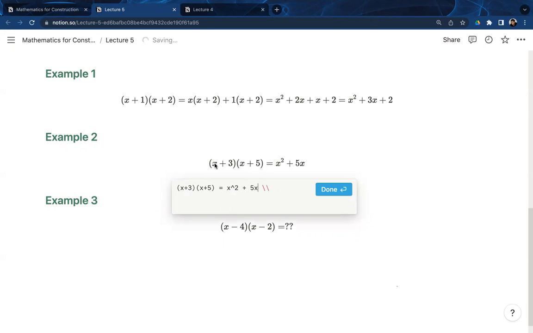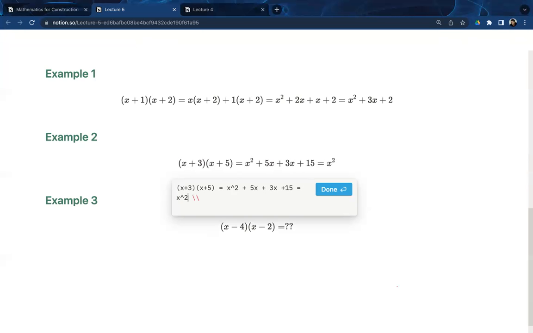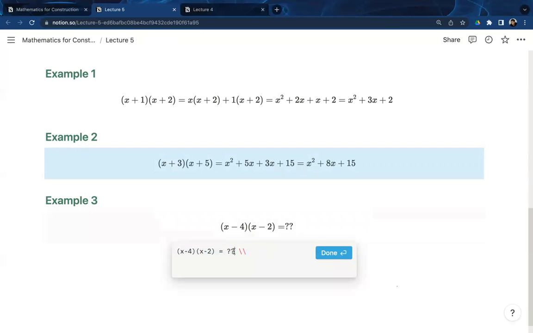Now I'm finished with the x, so I go to plus 3. Plus 3 by this x now is plus 3x. And plus 3 by plus 5 is plus 15. And then we combine the like terms together. 5x plus 3x is 8x, plus 15. All right. The third example shows you need to be careful with your signs.